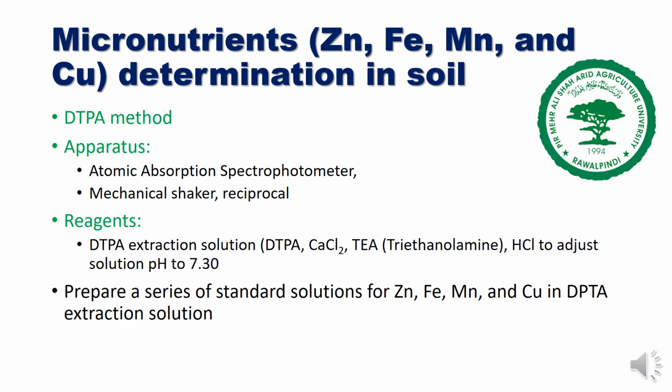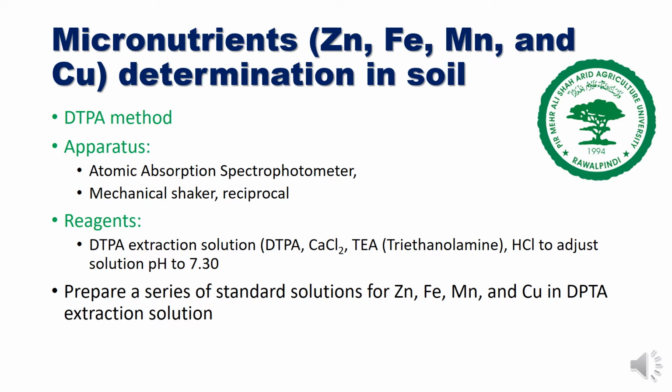Today we are going to discuss how we can measure the available micronutrients from the soil. The most common method used for the determination of extractable micronutrients from the soil is known as the DTPA method.